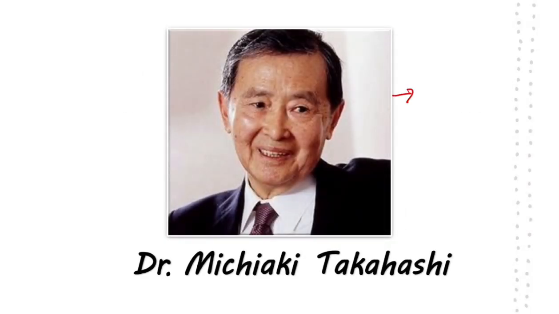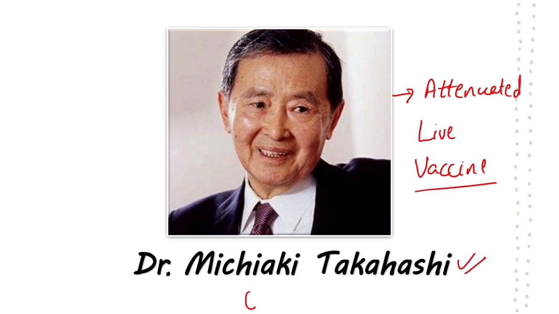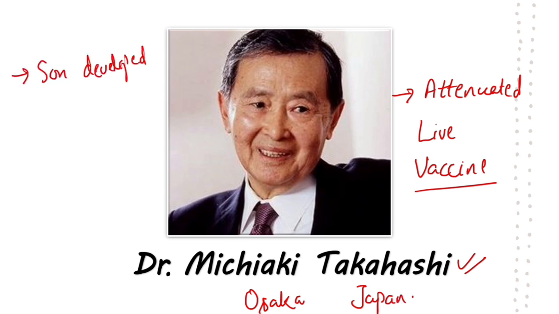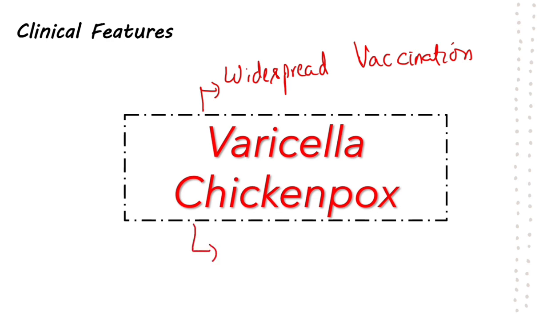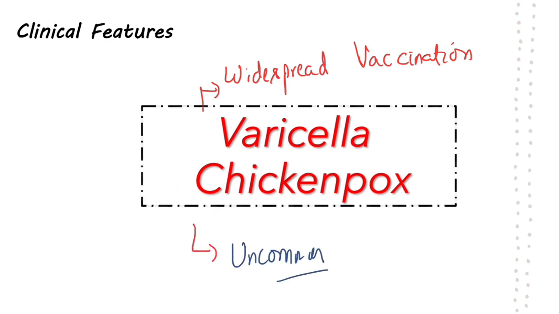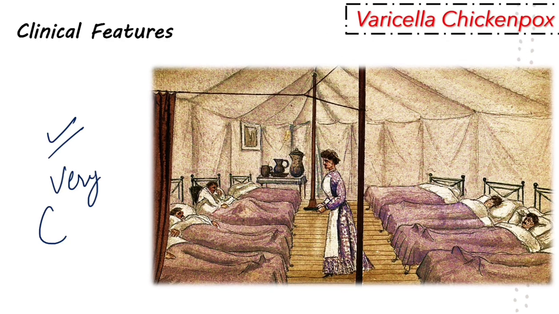For varicella, an effective attenuated live vaccine was developed in the mid-1970s by Dr. Michiaki Takahashi of Osaka, Japan, after his son developed chickenpox. Now, with widespread vaccination presently available in developed countries, varicella is uncommon. Historically, varicella was a very common disease, affecting a large majority of the population before the introduction of vaccines.